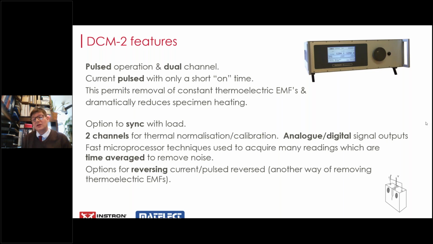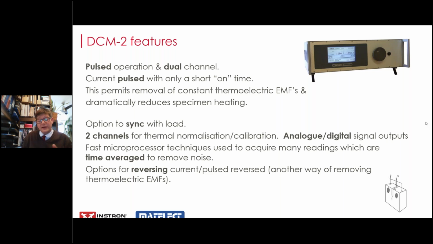Now, the DCM2 removes this added signal, this noise on your signal, by taking a reading when there's no current flowing. We pulse the electrical current on, we wait for it to become a steady state, we then take another reading. And we subtract the reading when there's no current flowing from the reading when there is a current flowing, and therefore the thermal EMF, assuming the specimen hasn't changed its temperature significantly, can be removed.